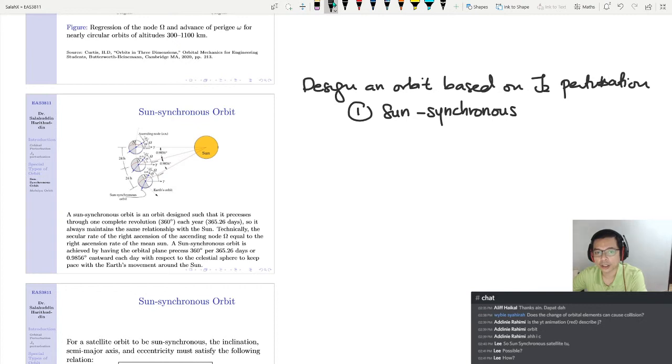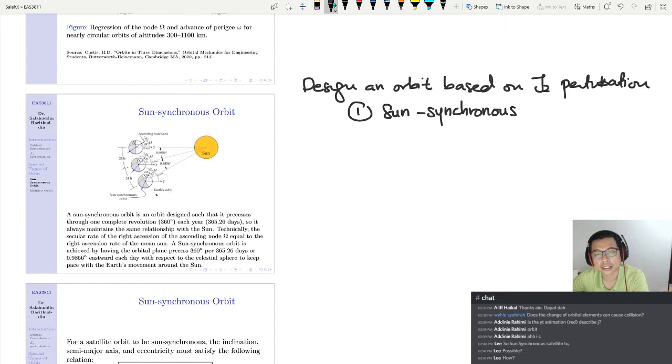Because sometimes, for example, if you have an Earth observation satellite that orbits the Earth, usually they have an optical camera as payload. When you use an optical camera, you always need the sun to give some light on the Earth, just like your normal camera, you always need light to take a picture.